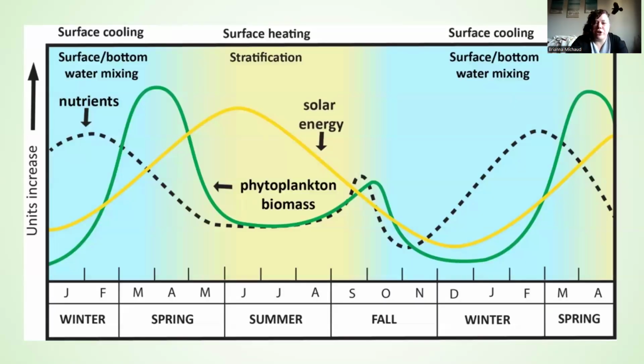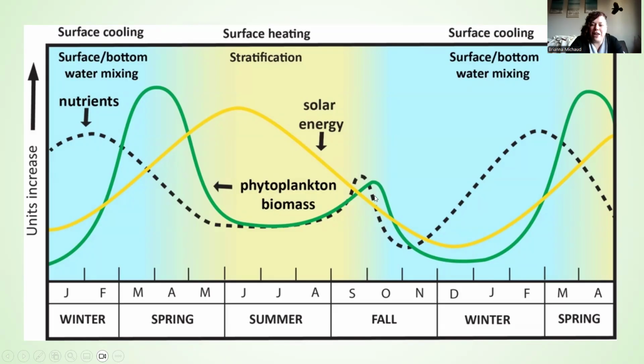So this is kind of showing a summary of that, where the green line is phytoplankton biomass. Again, you get this highest peak in the spring, and you get a little peak in the fall. And that's because this is showing the yellow is solar energy, so it's highest in the summer. But again, that's where nutrients are very low. This dotted black line is nutrients. So nutrients are very low in the summer, and so that's why you don't get much phytoplankton. But they're high in the winter, and so by the time we get to spring, we have pretty high sunlight and pretty high nutrients. So that's why we get that big spring bloom.